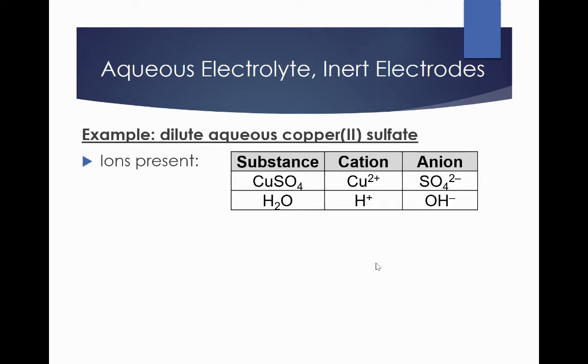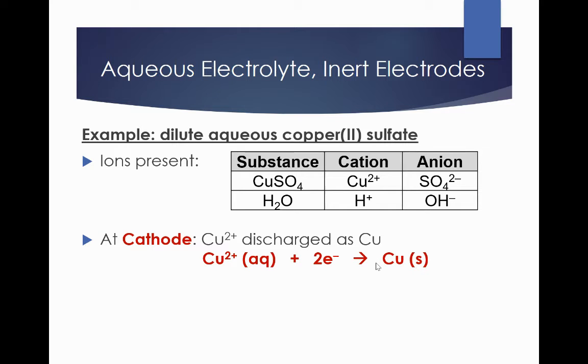Now, your two cations will be attracted to your cathode, and in this case, because Cu2+ is below H+ in the reactivity series, your copper 2 ions will be discharged as copper atoms, and you'll see the electrode having a reddish brown coating, and that is the presence of your copper atoms.